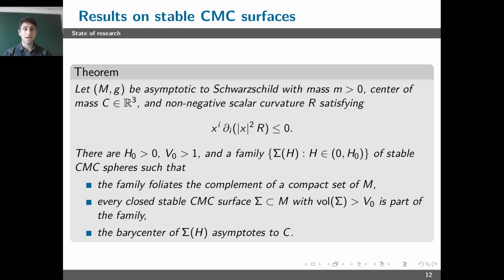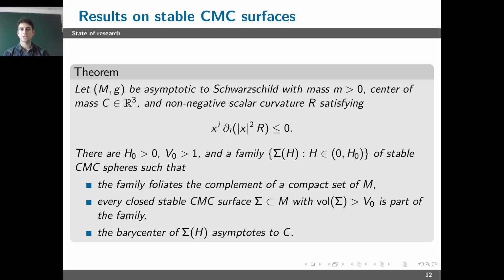So if we have a manifold that's asymptotic to Schwarzschild with positive mass, with a well-defined center of mass and non-negative scalar curvature that satisfies the following growth condition, that the modulus of x squared times the scalar curvature is radially non-increasing. So this just means that the energy density radiates away at a controlled pace as you go to infinity. Then you can prove the following.